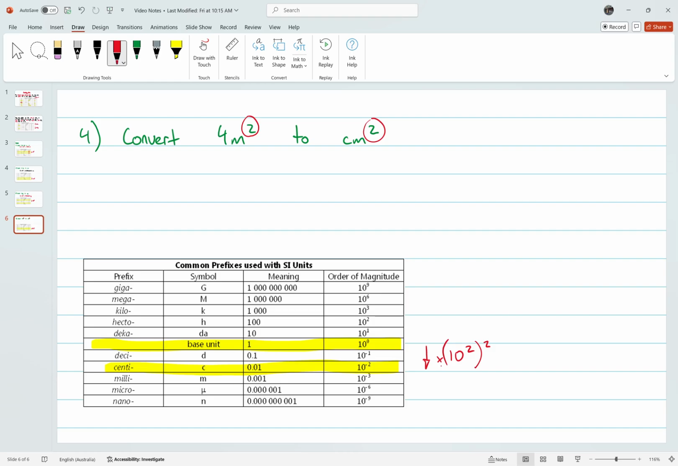Say I was converting from 4 meters cubed to centimeters cubed. I'd do 10 to the power of 2, that same conversion, except I'd do that to the power of 3. I would have to cube that conversion. Anyway, going from here, I'll do 4 times 10 squared, and that'll be 4 times brackets 10 squared.